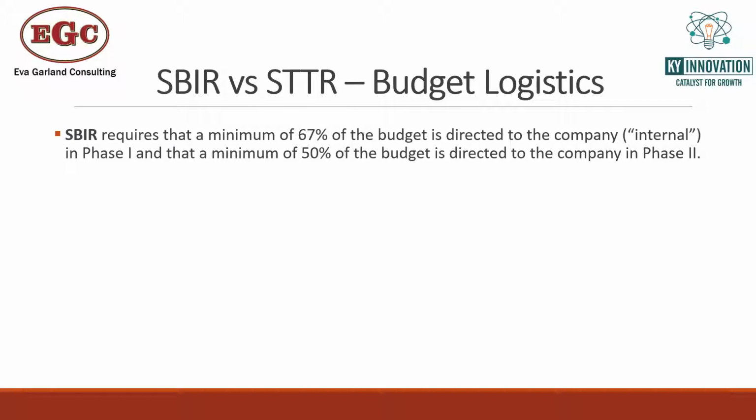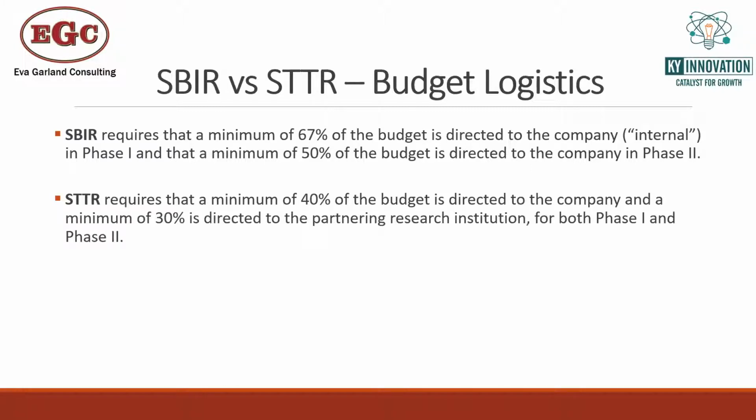And that's for phase one. In your phase two project, you can have up to 50% of the budget external. So phase one, SBIR, 67% needs to be internal. Phase two, 50% needs to be internal. Now, an STTR requires that you have at least 40% of the budget directed to your company as an internal cost. A minimum of 30% needs to go to that partnering research institute, which is often that university. And those numbers are the same for both phase one and phase two.